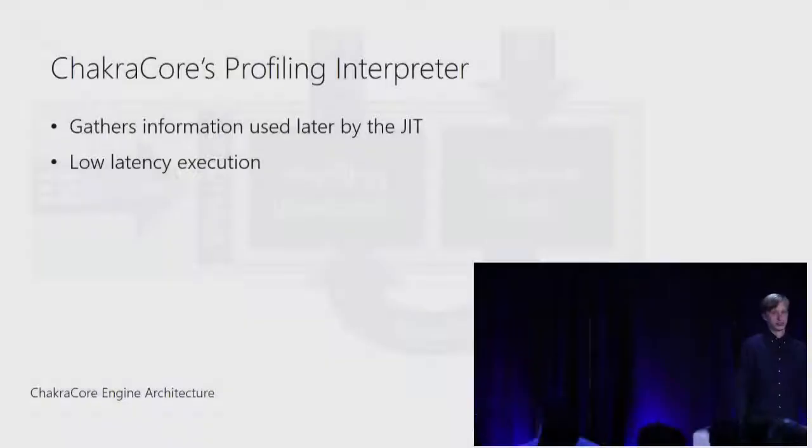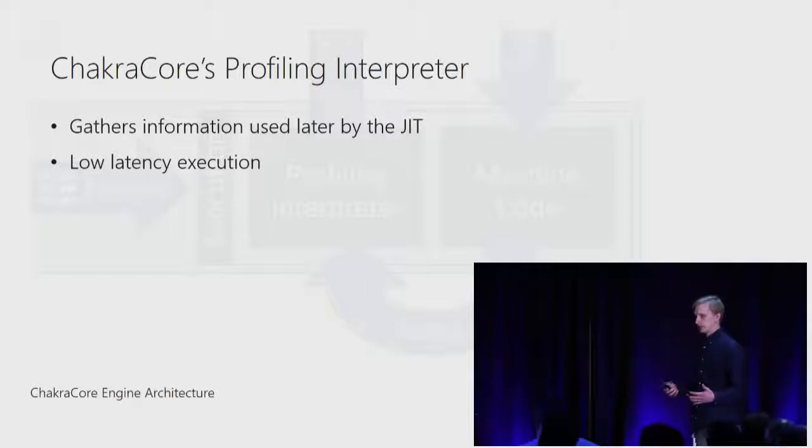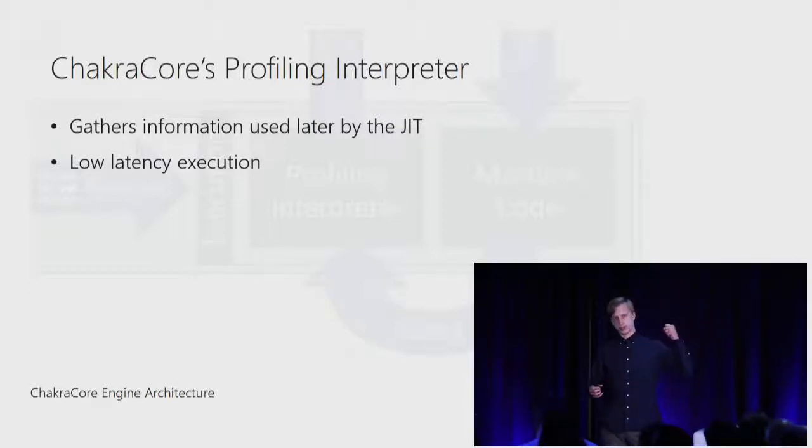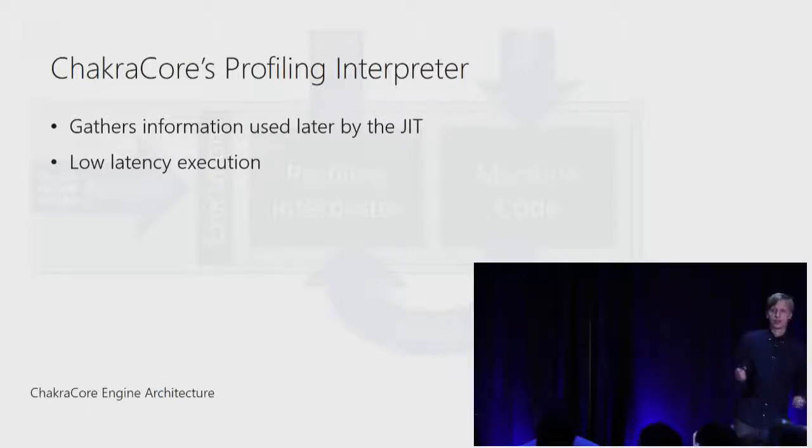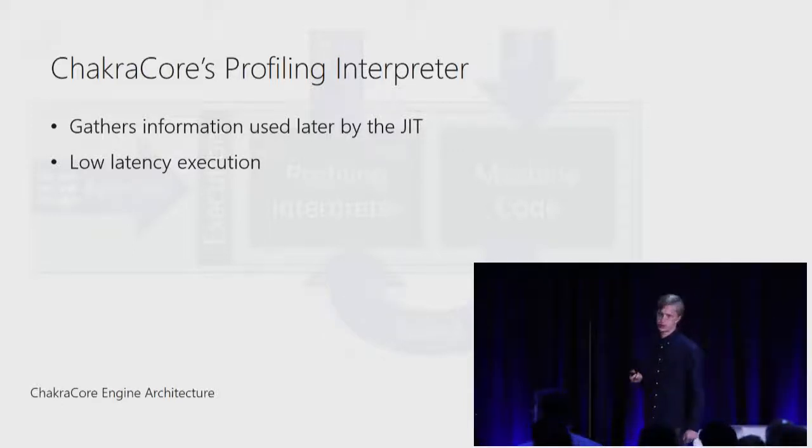It also enables low latency execution, which is to say JITs take time to do work. You can think of JITting as trading off upfront investment in memory and CPU time in order to save that time later in execution. But sometimes you really don't want to spend any time up front. You just want to start executing code. And the interpreter lets us do that. As soon as we have the bytecode, we can start executing in the interpreter.